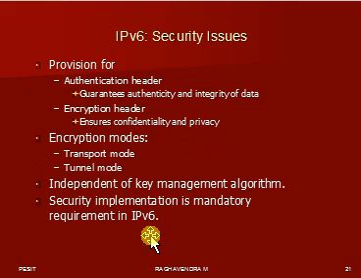And the security issues: there is provision for an authentication header, which guarantees the authenticity and integrity of data. And the encryption header ensures confidentiality and privacy. The encryption modes are transport mode and tunnel mode, and it is independent of the key management algorithm. Security implementation is a mandatory requirement in IP version 6.